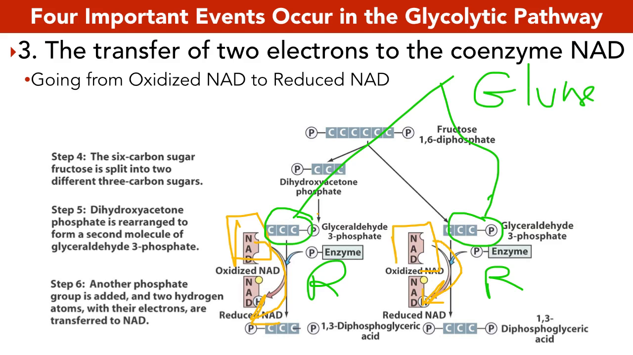So what I want you to know about this is that the next step of glycolysis after we split it is we're going to make 2 NADHs. 1 NADH per 3 carbon compound. Okay. That's it.